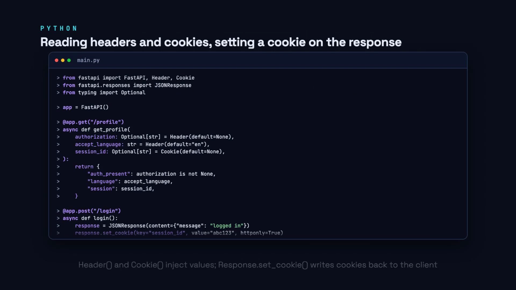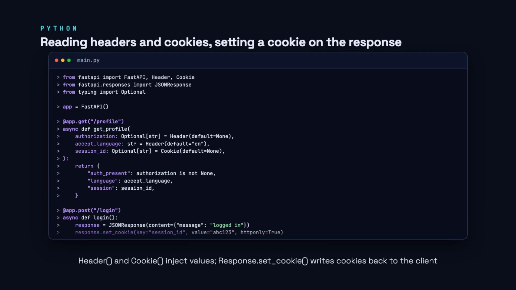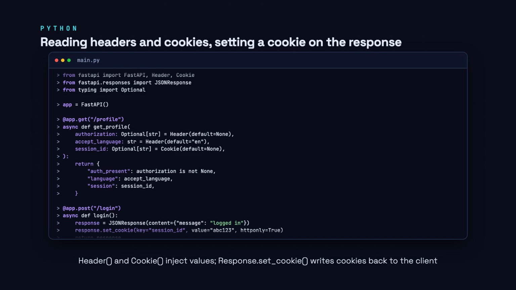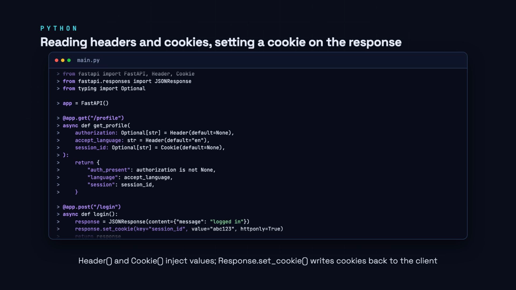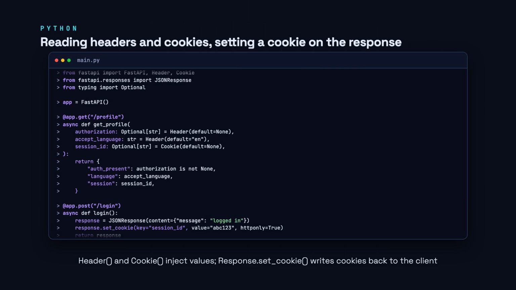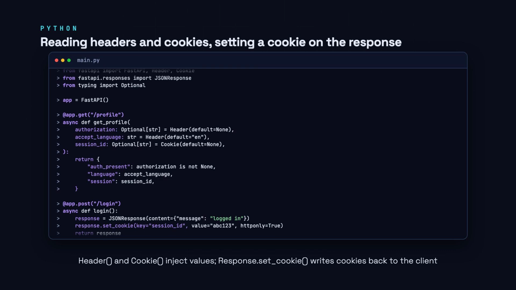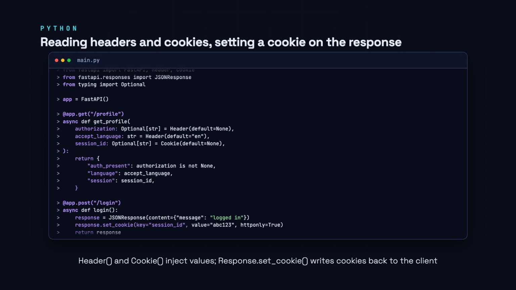Starting at the top, we import FastAPI, then Header and Cookie from FastAPI, and JSONResponse for the login route. In get_profile, the parameter authorization uses Header with a default of None. FastAPI, I will look for the Authorization header and inject whatever it finds, or None if it is absent. The parameter accept_language maps automatically to the Accept-Language header because FastAPI converts underscores to hyphens. The session_id parameter uses Cookie, so FastAPI looks in the cookie jar of the incoming request instead.